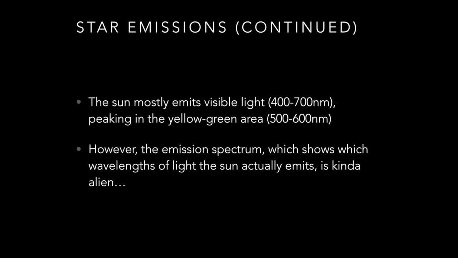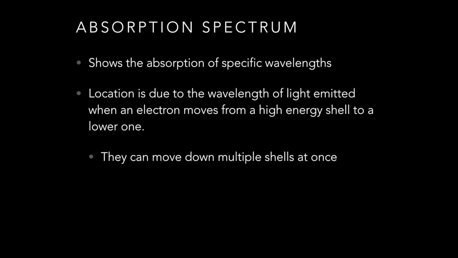To fully understand the different wavelengths that we actually see coming from the sun, however, we must look at two new spectra, the absorption and emission spectra. The absorption spectrum shows the absorption of specific wavelengths of electromagnetic radiation. It looks like a rainbow, but with black lines randomly spotted through it.